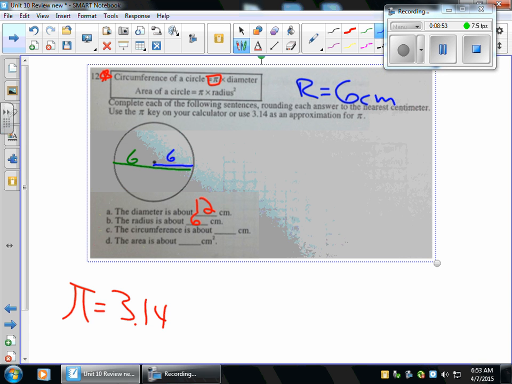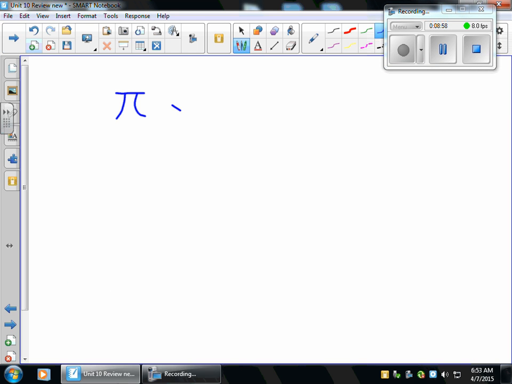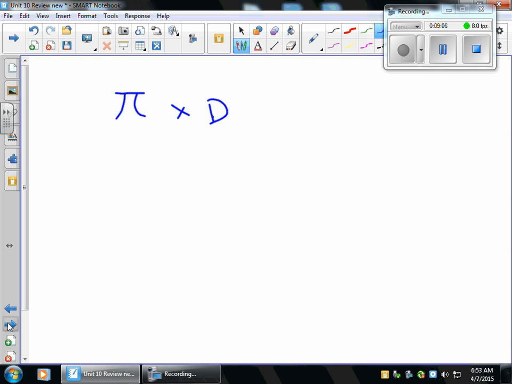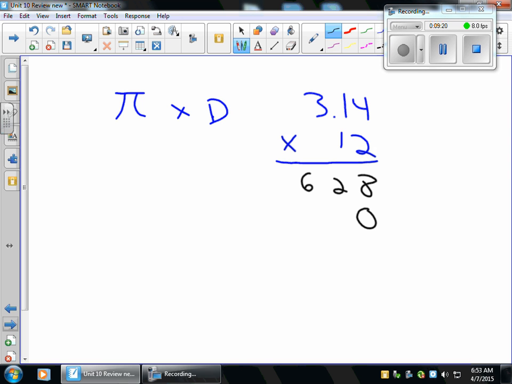So when finding the circumference, take a look. Pi times diameter. I'm going to use some scratch paper. Pi times d. D equals 12. 3.14 times 12. And you go ahead and multiply. 2 times 4 is 8. 2 times 1 is 2. 2 times 3 is 6. Have my place value holder, cross off the 2. 1 times 4 is 4. 1 times 1 is 1. 3 times 1 is 3. Go ahead and add them up. I have an 8, a 6, a 7, and a 3.